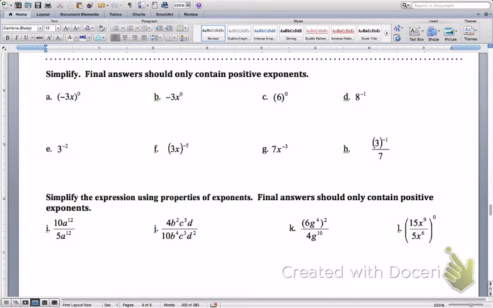So let's go ahead and start with A. So we have negative 3x all raised to the power of 0. Using our definition, anything to the power of 0 is always going to equal 1. So this is just a quick answer, 1.